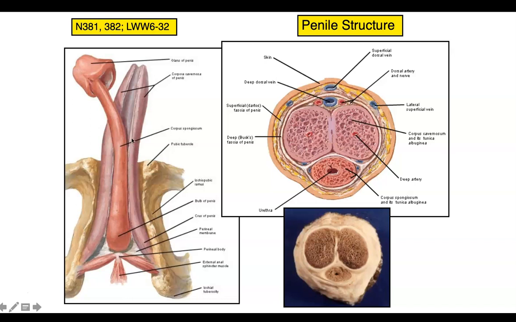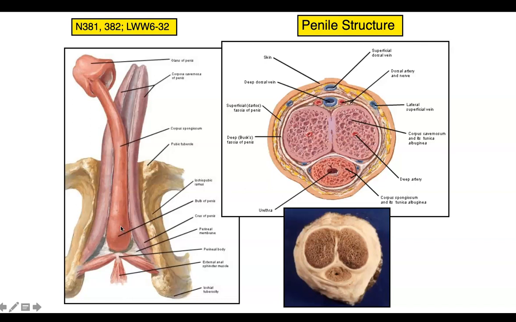And corpus cavernosum penis covers the corpus spongiosum penis. And if we make a cross section right here, you can see the cross section. So the two corpora cavernosa form the dorsal side of the penis, and the corpus spongiosum penis forms the ventral side of the penis. This is the ventral side of the penis. And corpus spongiosum penis contains the spongious urethra. The urethra is passing through the corpus spongiosum penis.